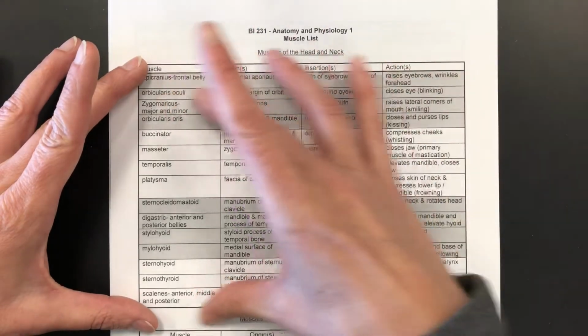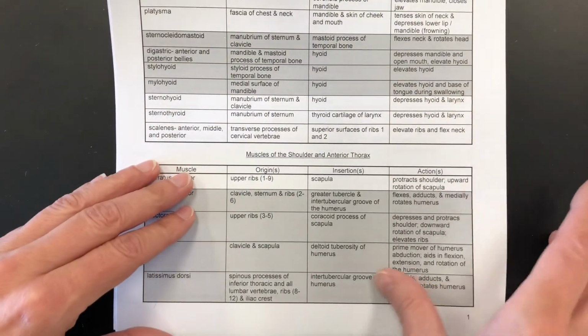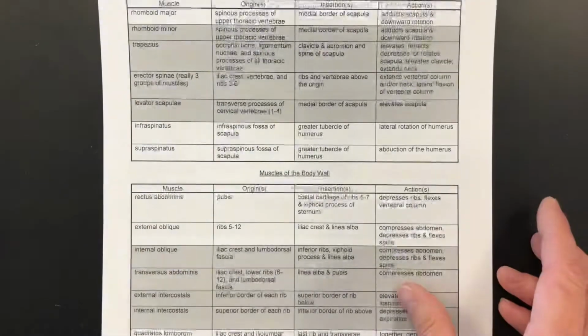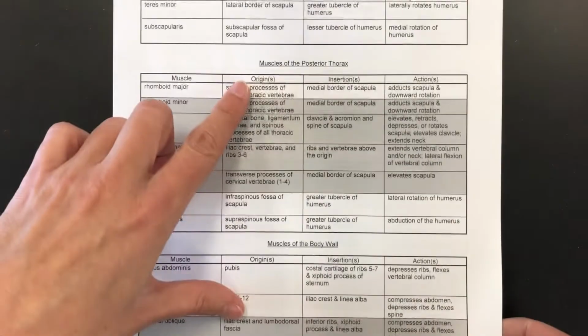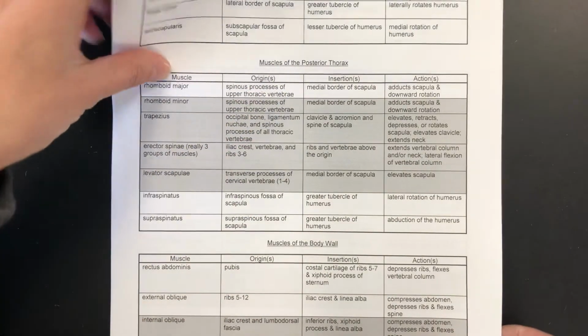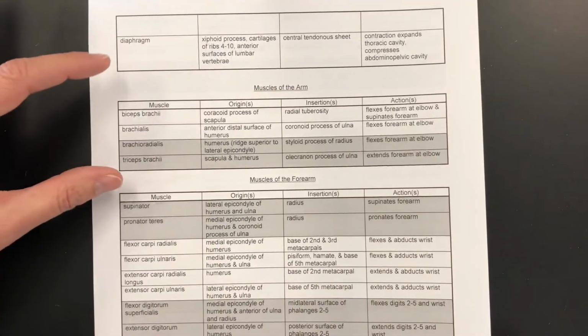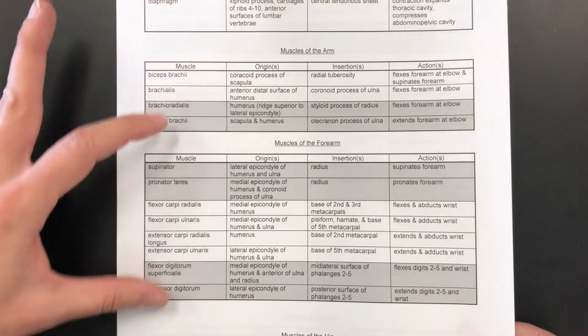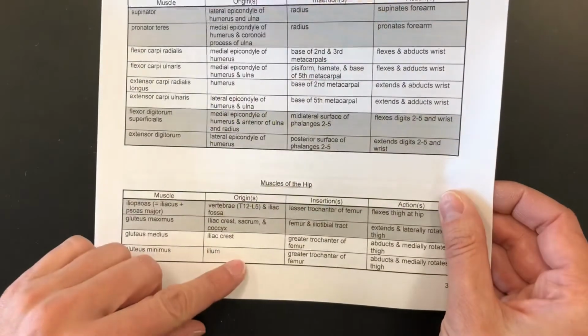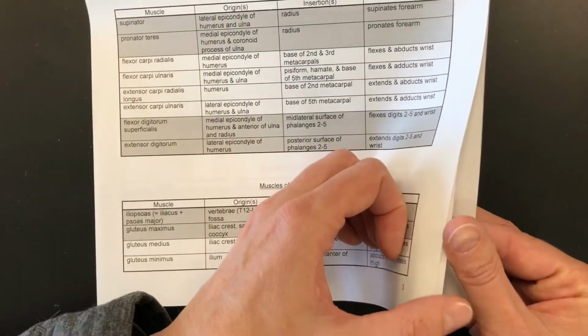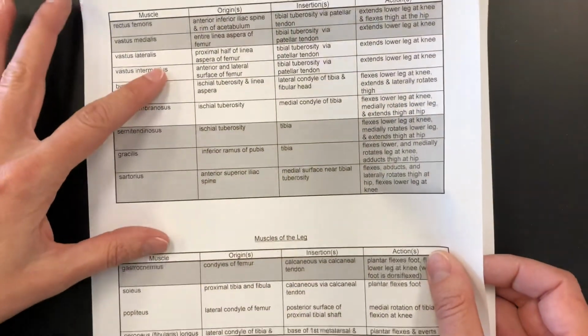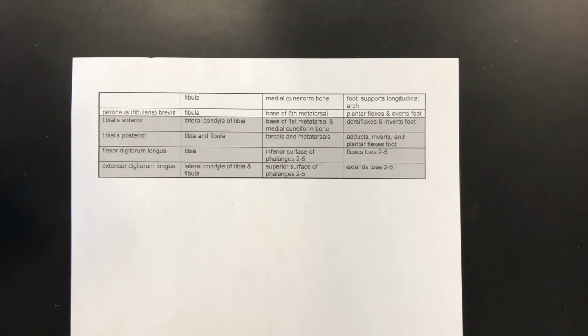So the first section I'll do is the muscles of the head and neck, and then I'll post one of muscles of the shoulder and anterior thorax. The next section will be muscles of the posterior thorax. Then I'll do muscles of the body wall. I'll probably do muscles of the whole arm together as one video, so muscles of the arm and forearm. Then we'll do muscles of the hip, muscles of the thigh, and then muscles of the leg on that last page.